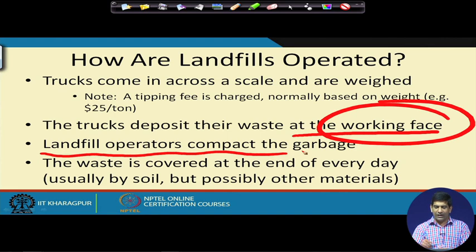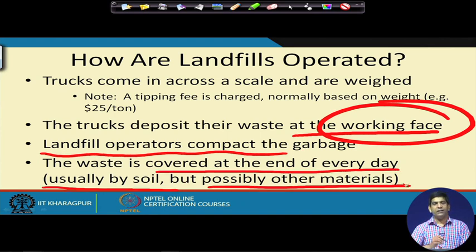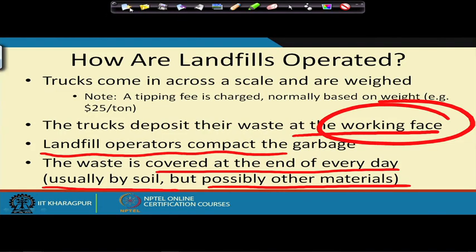The waste is covered at the end of every day, usually by soil, but possibly by other materials, other waste materials as well. Anything which is inert, which doesn't have a smell, such as industrial waste, wood chips, talc, those kinds of material are used there. If soil is available, that is used as well. That's called daily cover. It is done because you don't want to attract birds and so on, and to control some smell for the neighborhood.